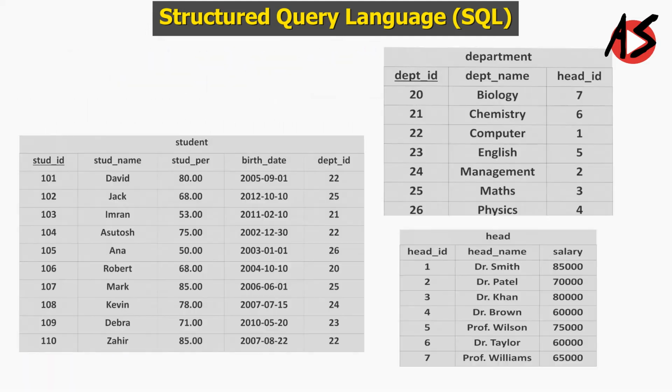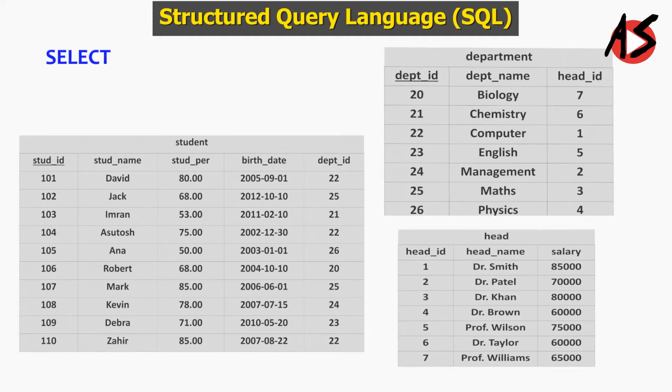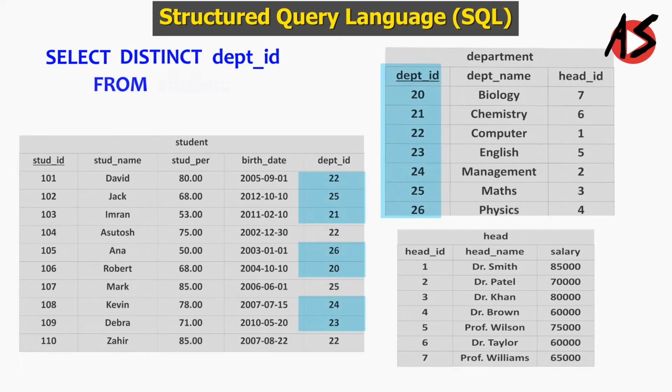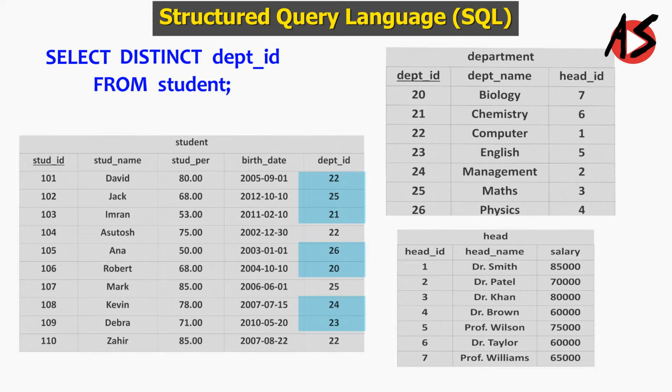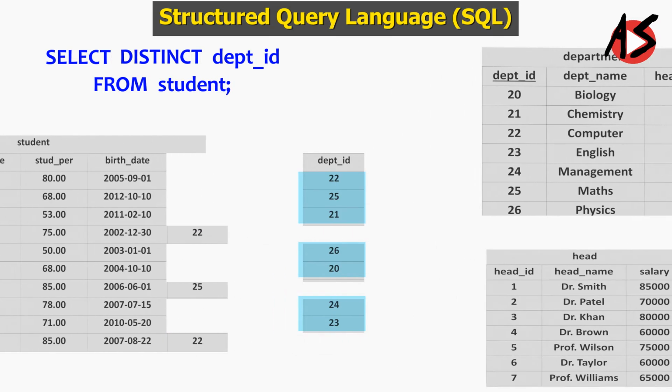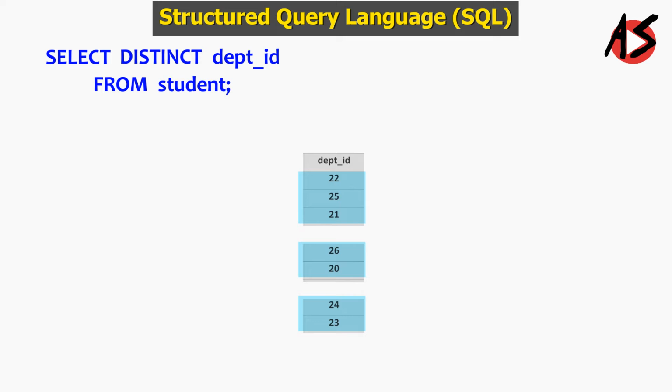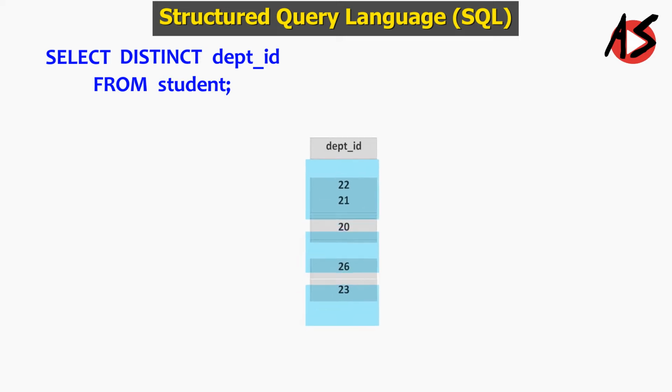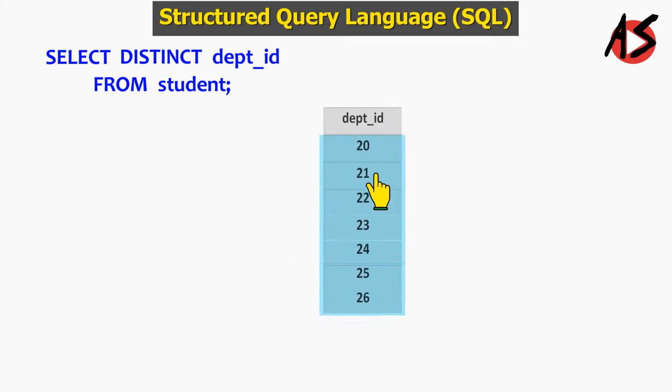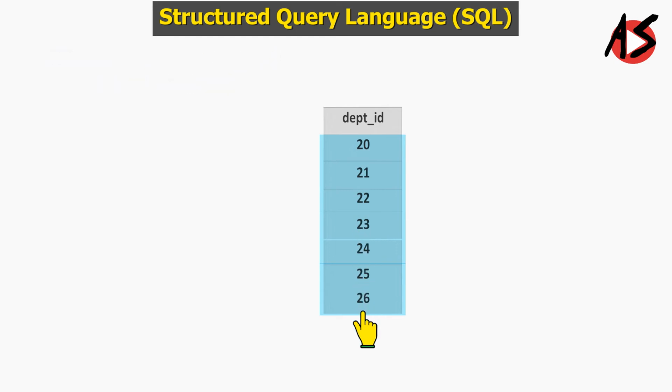Moving on. Sometimes you only want to list the distinct values from the columns. So you can write select distinct department ID from student. So an RDBMS like MySQL will select all values without duplication, and it also arranges the values in ascending order.